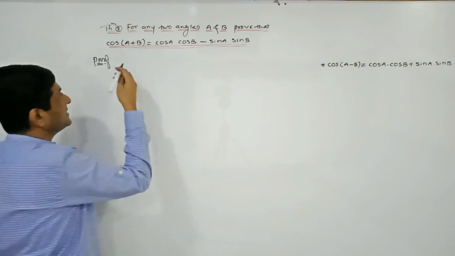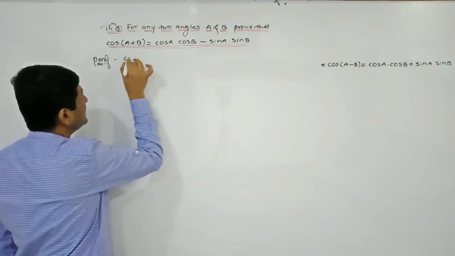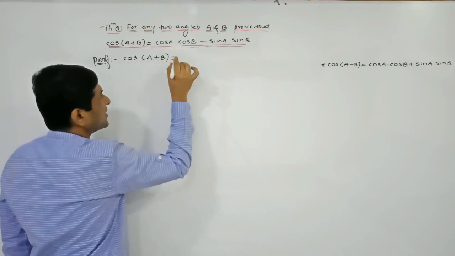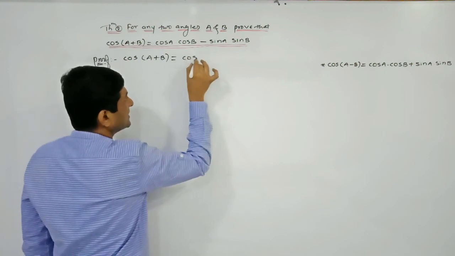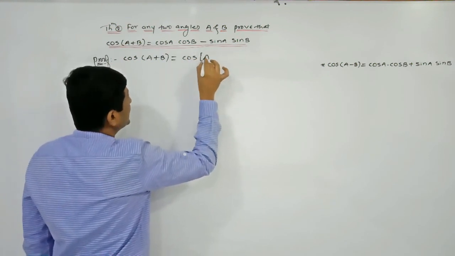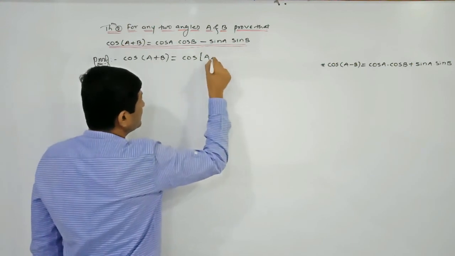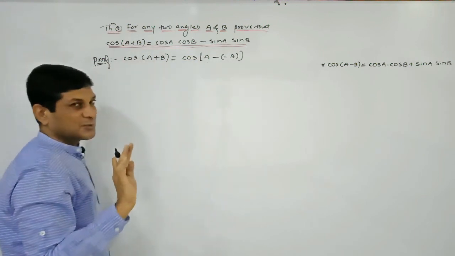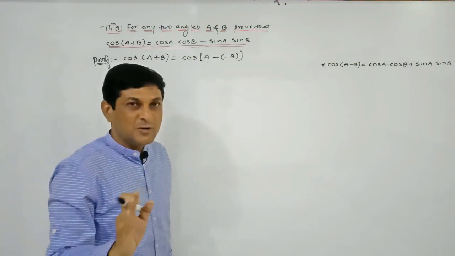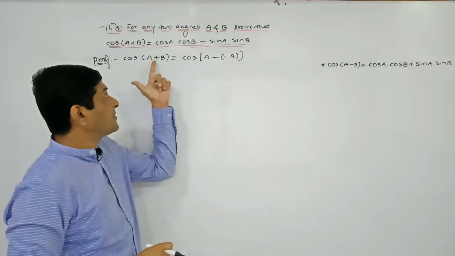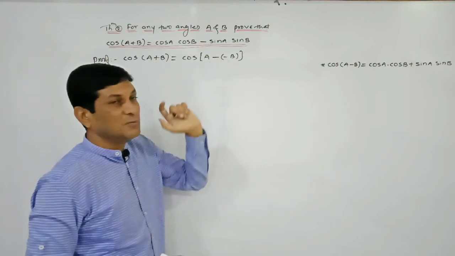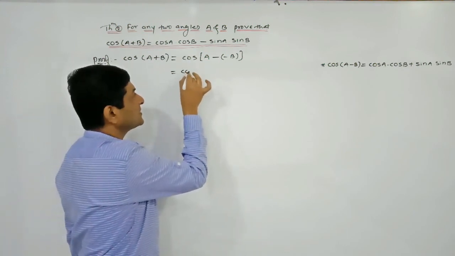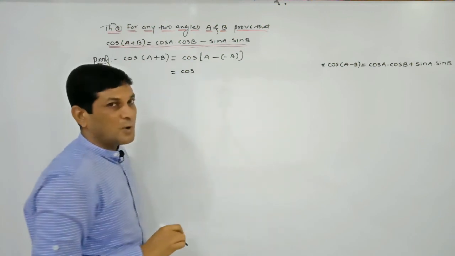So let us consider the left hand side. What is the left hand side here? Cos(A plus B). Cos(A plus B) can be written as cos, now here A, keep it as it is. This plus can simply be replaced by minus into minus. We know that minus into minus will become plus. So hope you are able to understand this small adjustment. We have just replaced this plus by minus into minus, and minus into minus will become plus. Why are we doing it?